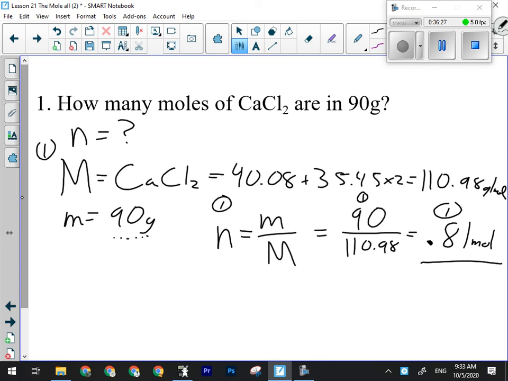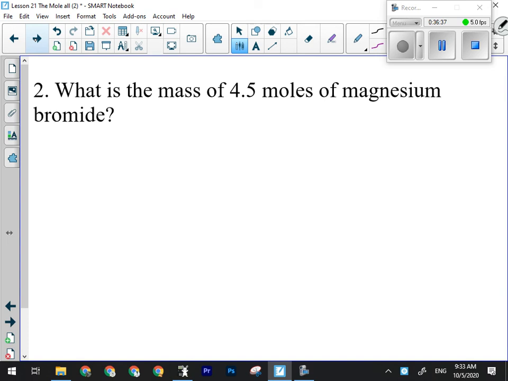Okay, questions on how that one worked? That's as easy as they get. Okay, you don't have to manipulate the equation, you just have to plug in numbers in the right place. Okay, here's your second example. This one wants me to calculate the mass, so it's looking for little m. And it's telling me there's 4.5 moles. And it's telling me it's magnesium bromide.